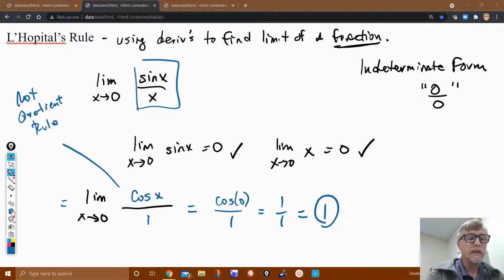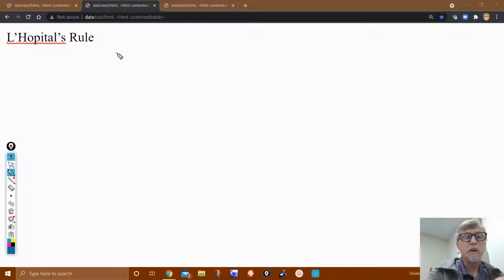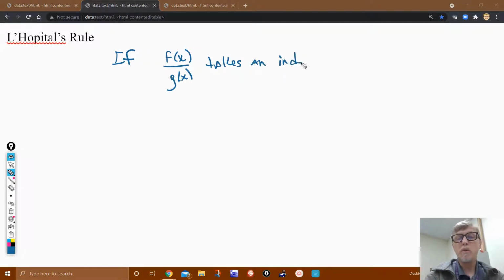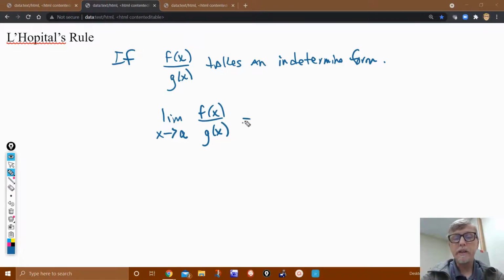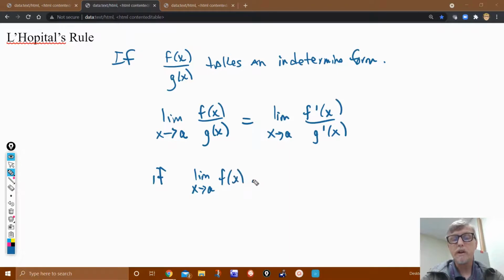Because there's a rule that says if f of x divided by g of x takes an indeterminate form, then the limit as x approaches a of f of x over g of x is exactly equal to the limit as x approaches a of f prime of x over g prime of x, if and only if the limit as x approaches a of f of x and the limit as x approaches a of g of x both exist.